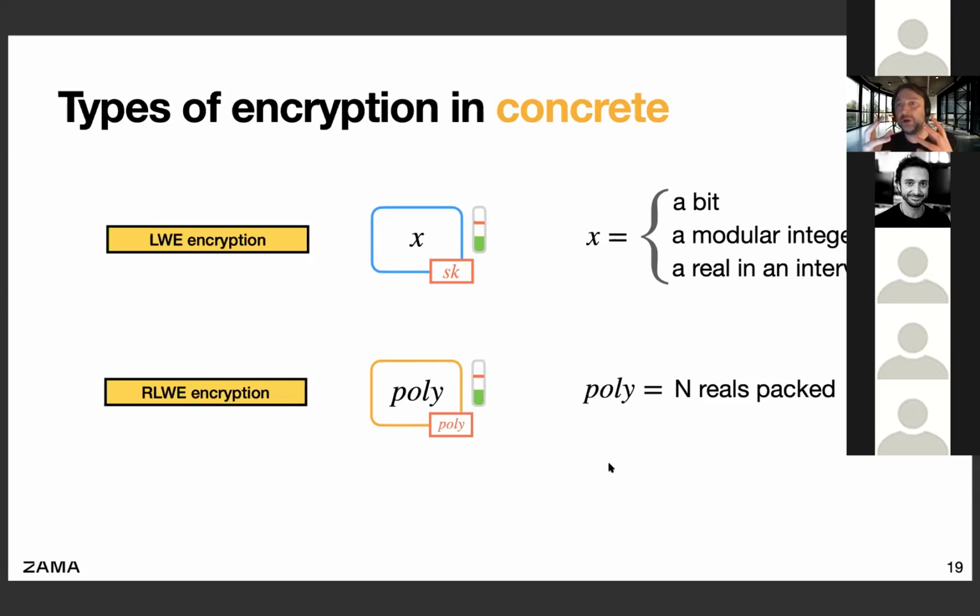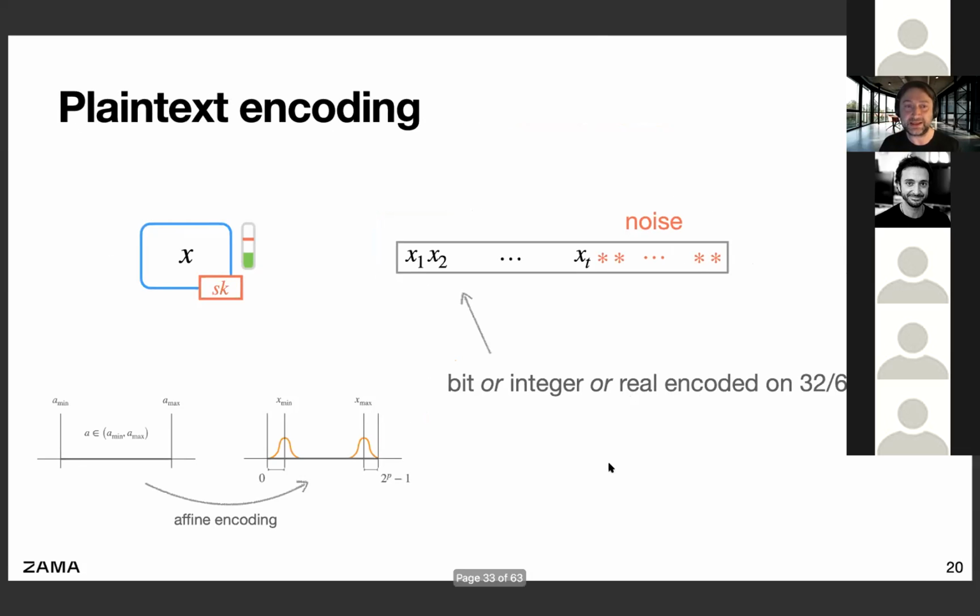By using a polynomial, we can actually pack a bunch of x's together inside the same ciphertext. It's very interesting because it's a notion of packing. Today, I'm not going to talk about ring LWE encryption because it's more advanced, even though Concrete already supports operations on this. I'm going to focus on the first one, and in the next meetup we can update you with what you can do with ring LWE ciphertexts.